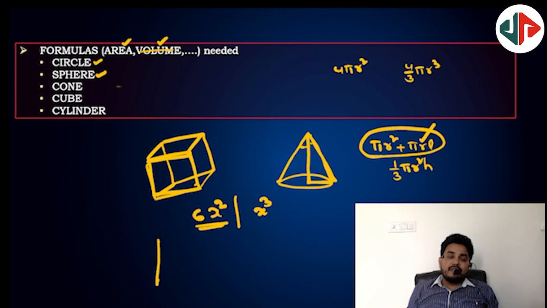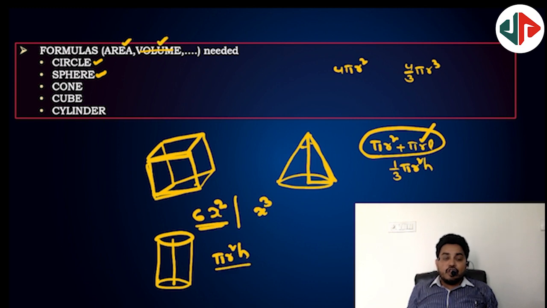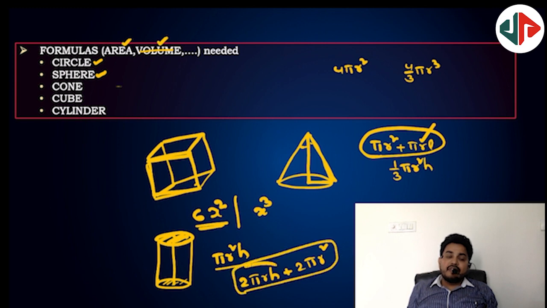Cylinder is like this, where the radius is r and height is h. So volume is pi r square h, and total surface area. Total surface area means this area, and this one. So this is the lateral surface area, that is 2 pi r h, and if this is pi r square, this is 2 pi r h plus 2 pi r square. So this is the total surface area, and if you take only this portion, that is the lateral surface area.